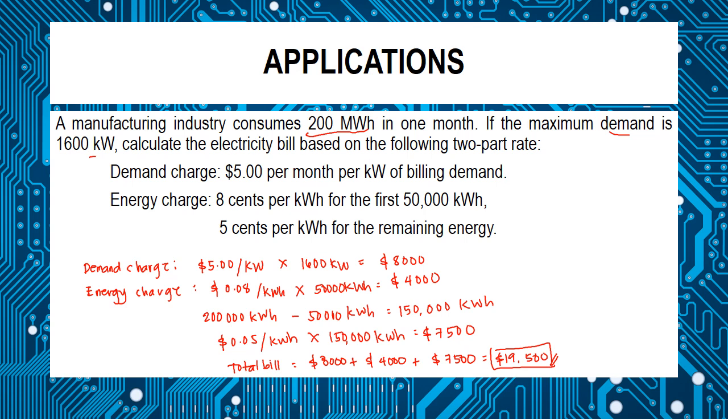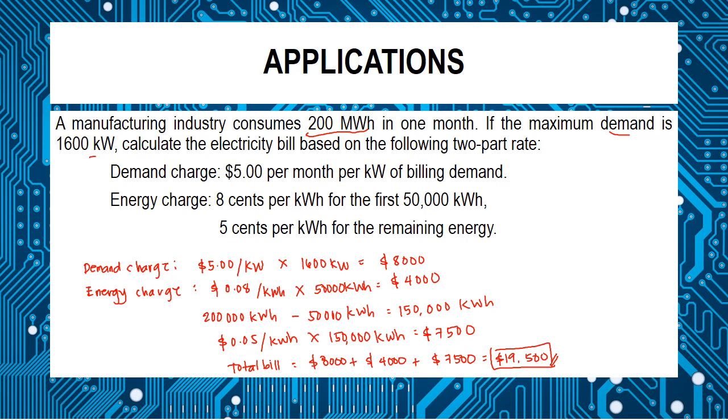And then the remaining energy: consumption is 200 megawatt hour, so this is 200,000 kilowatt hour minus 50,000 kilowatt hour. So the remaining is 150,000 kilowatt hour, and we will multiply this by the remaining energy rate. So 5 cents, 0.05 per kilowatt hour times 150,000 kilowatt hour. So that is equal to $7,500.